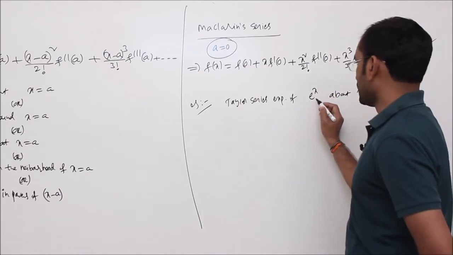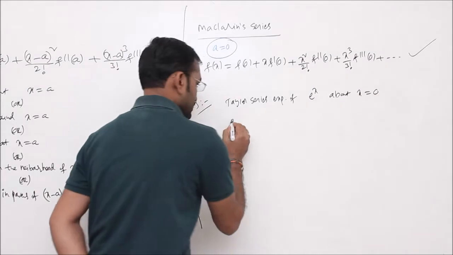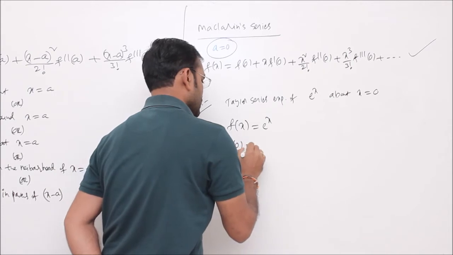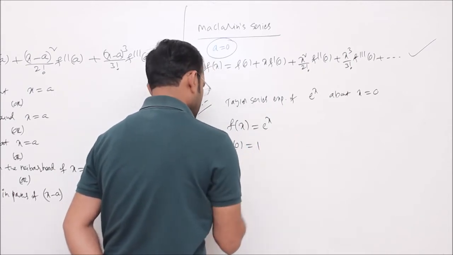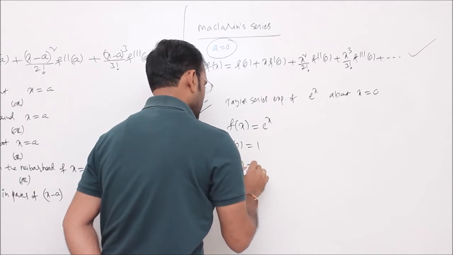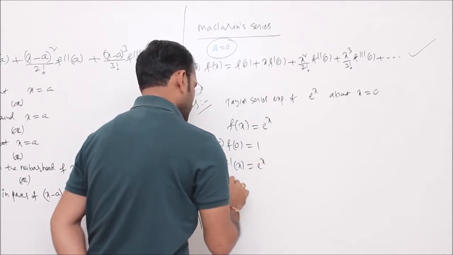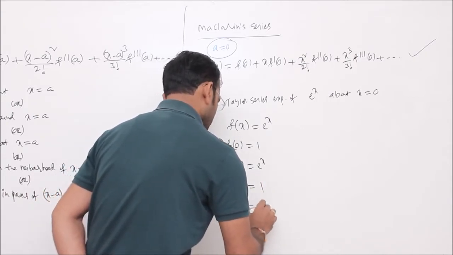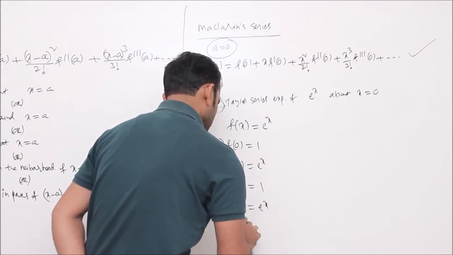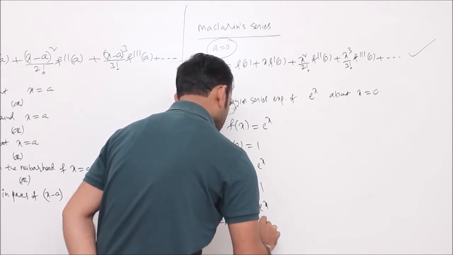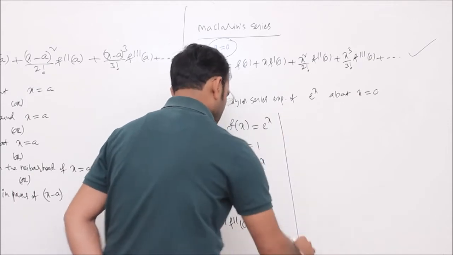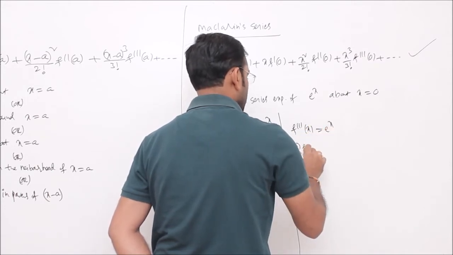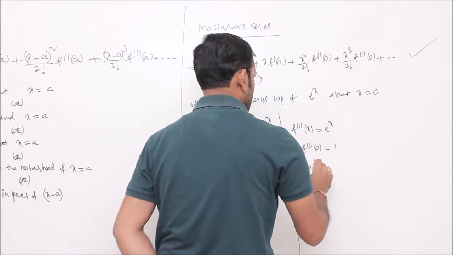To find all these, what is our f(x) here? Our function f(x) is e power x. Now f(0), e power 0 is 1. Next, f dash of x, the first derivative, is again e power x. Next f dash of 0 is also 1. Next f double dash of x is also e power x. F double dash of 0, the second derivative at 0, is also 1. Similarly f triple dash of x is again e power x, and f triple dash of 0 is 1, and so on.